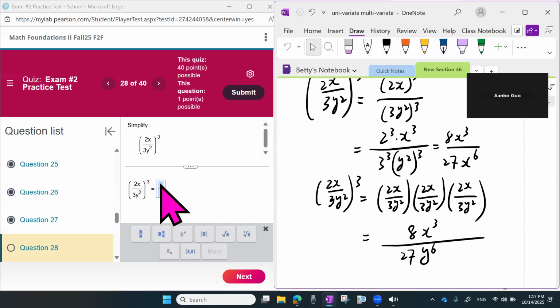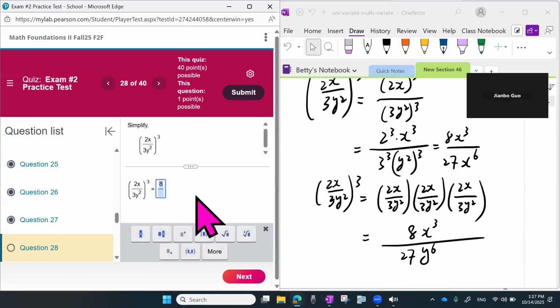So the numerator is 8x cubed. Denominator 27, y to the power of 6.